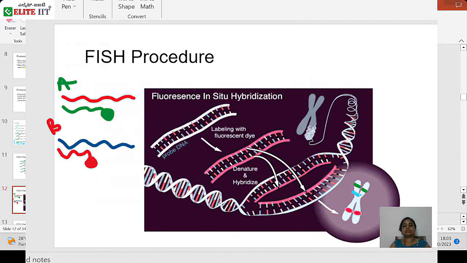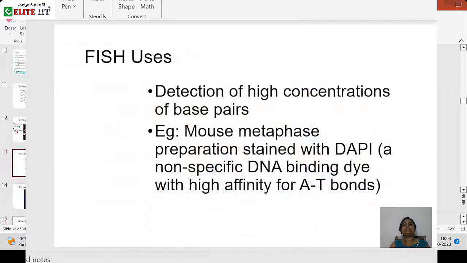Okay, now localize here. You can find it. Simultaneously, you can identify multiple locations of the DNA, multiple segments or multiple sequences.